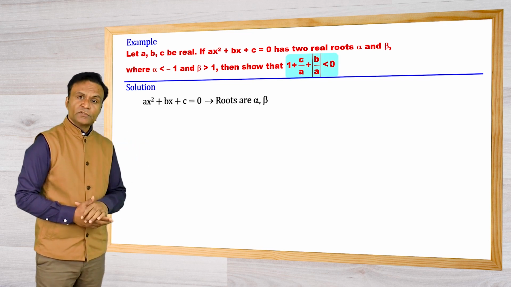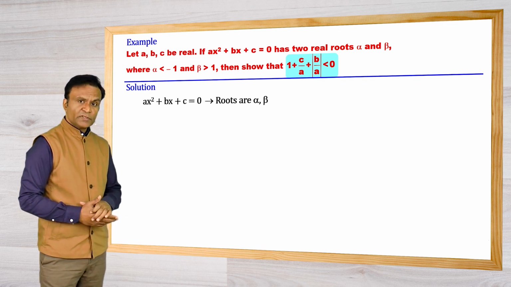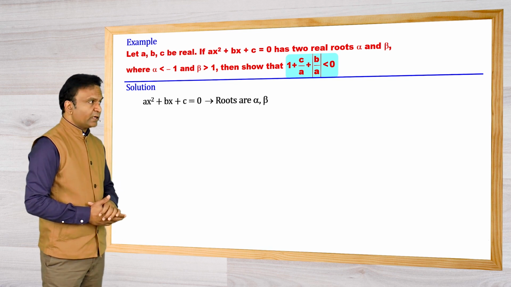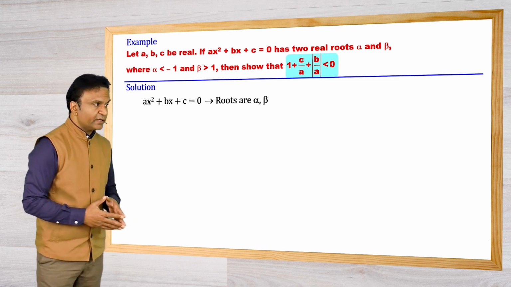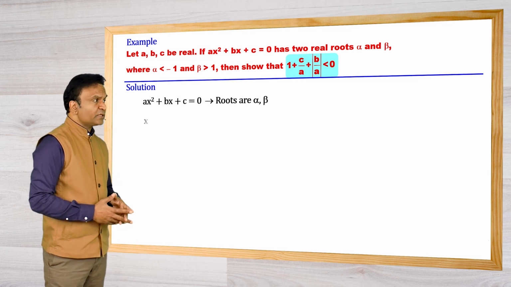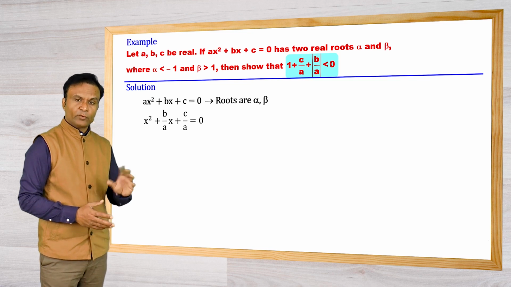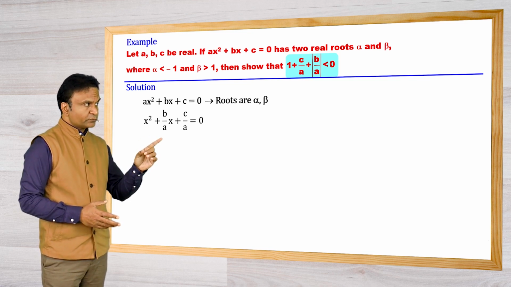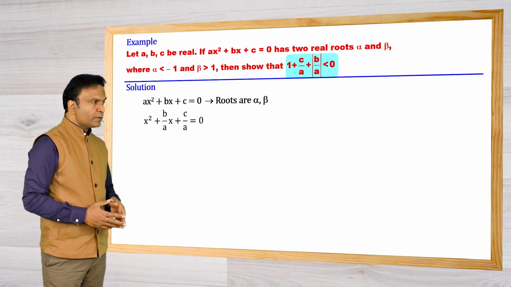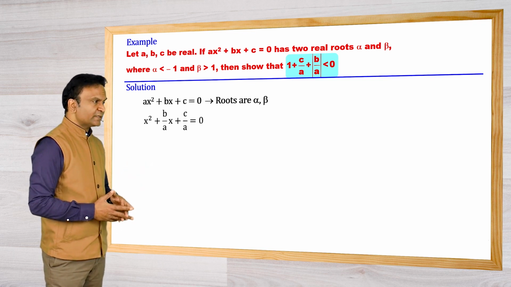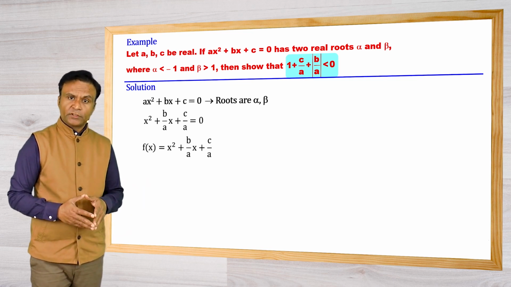Now from the terms in the inequality, c upon a and b upon a, I should divide the given quadratic equation by a. So I have the quadratic equation x square plus b upon a x plus c upon a is equal to 0. I modified the equation from the condition which I have to prove. So the corresponding quadratic function is this. Let's draw the graph of this function.